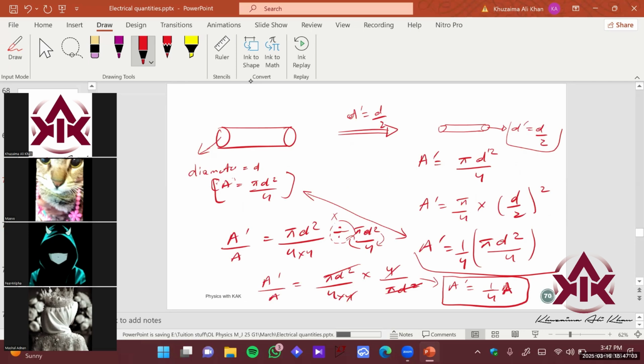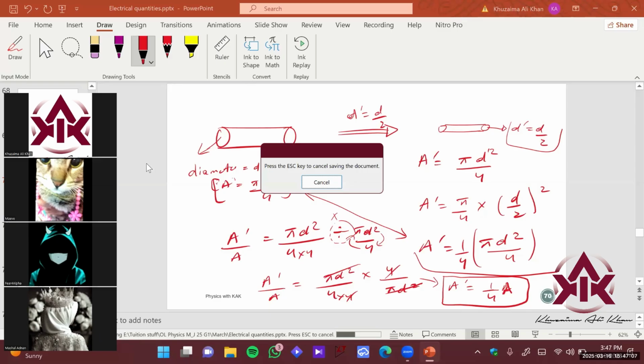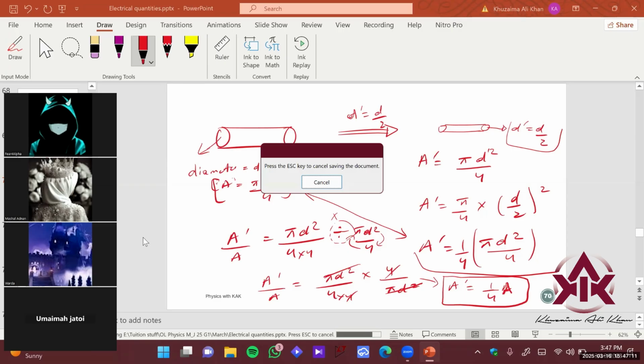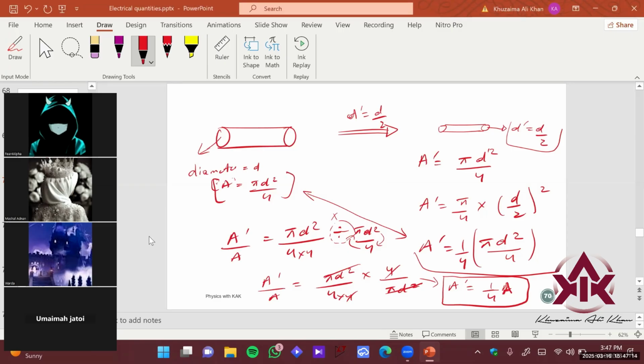If it makes sense, give me a thumbs up. Okay, it makes sense to me. Hamza, Mashal. Okay. Varda, clear है? It's just simple mathematics. I'm just dividing it. If it is not clear, let me know. I will repeat. Okay, I have a comment here. Okay, it's clear. That's good.